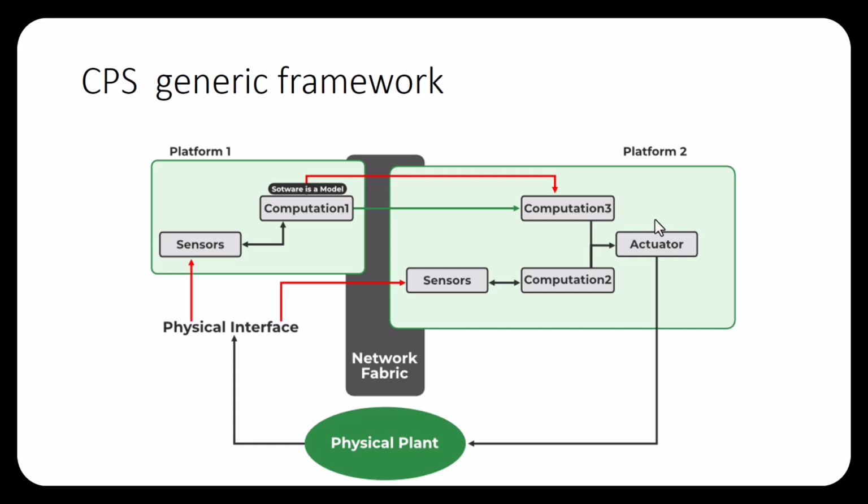Now this is the generic framework or a platform of a CPS. When I say generic, it's very basic. At least a CPS will have something like this. So it will have two platforms, each having its own set of sensors, computations, and actuators, networked by a network fabric. When we say network fabric, it is nothing but communication protocols connecting the two platforms and translating the communication if needed.